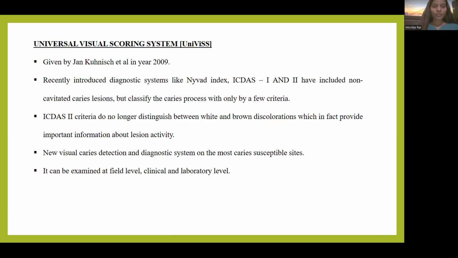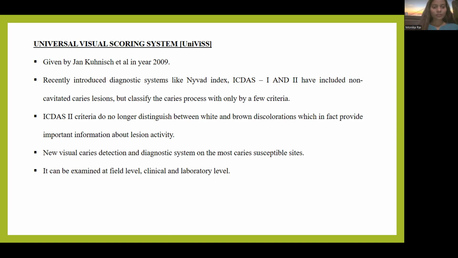Now, a universal visual scoring system given by Ekstrand et al. in the year 2009. Recently introduced diagnostic systems like Nyvad's index, ICDAS 1 and 2 have included non-cavitated caries lesions but classify the caries process with only a few criteria. The ICDAS 2 criteria do not longer distinguish between white and brown discoloration, which in fact provides important information about the lesion activity. A new visual caries detection and diagnostic system on the most caries susceptible sites.